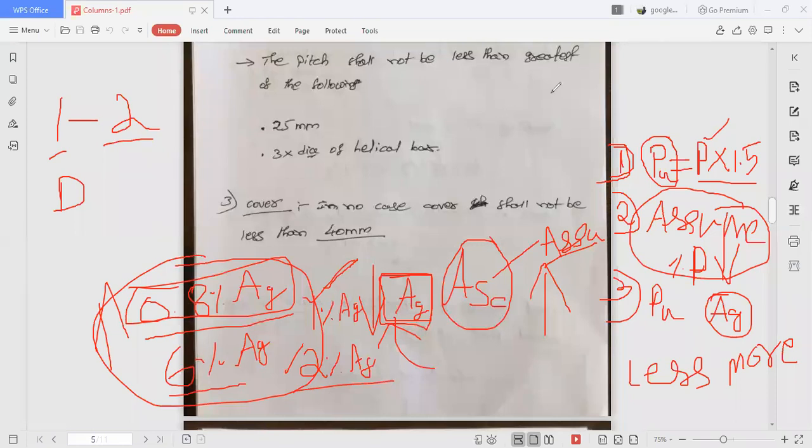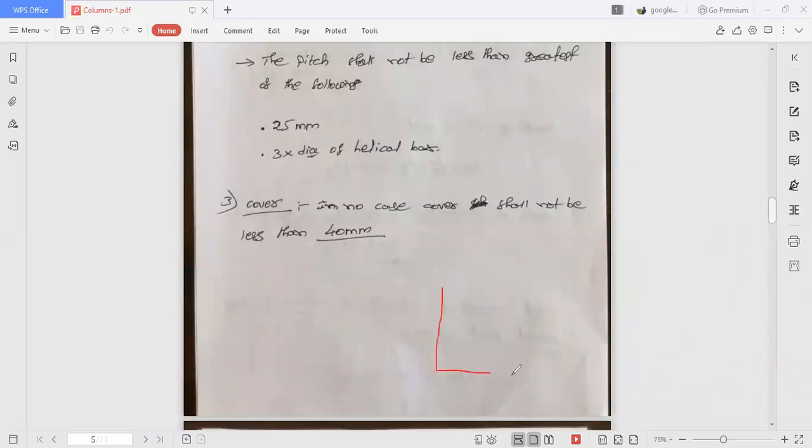And before that, one more important thing I would like to tell is, for a column there are 4 bars. For example, there are 4 bars of some 20 mm diameter.